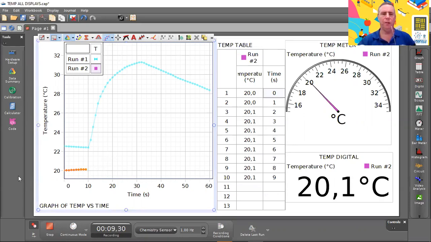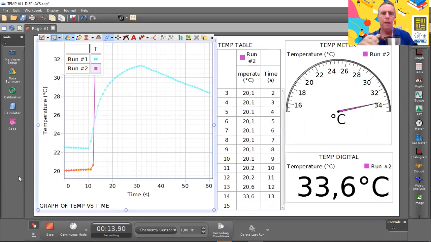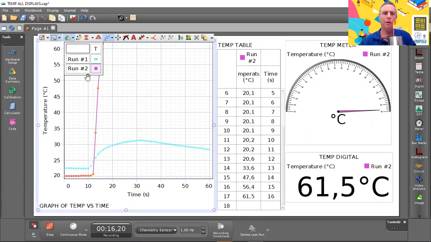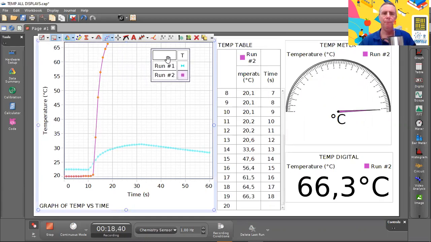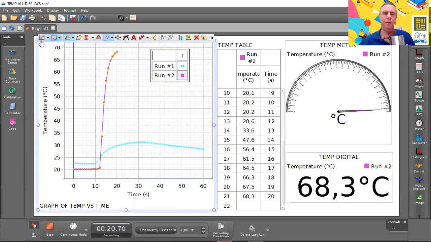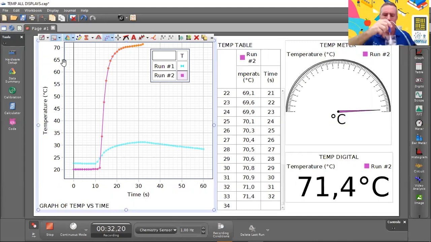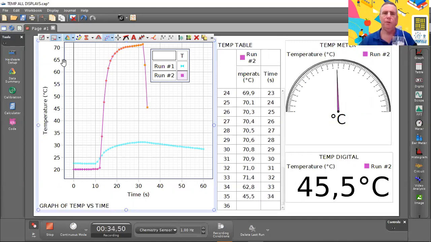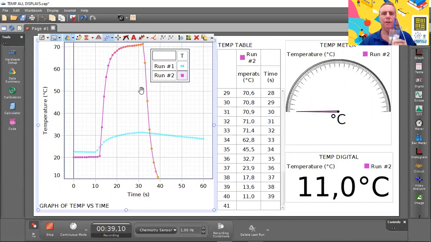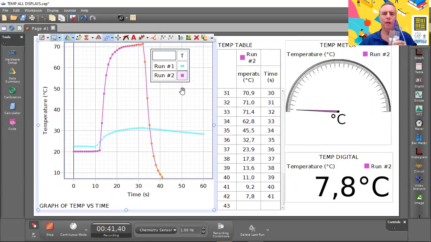This time, after 10 seconds, I'm going to take this and put it into a cup of hot coffee, and you can see immediately how the graph shoots right up to the top here. And you can see it's gone up to 70 degrees already, and it's heating up very, very rapidly. This time, to cool it, I won't just take it out of the hot coffee, I'll put it immediately into some iced water, and you can see the effect of that. In the iced water, it's going down, and it just keeps on going down here.